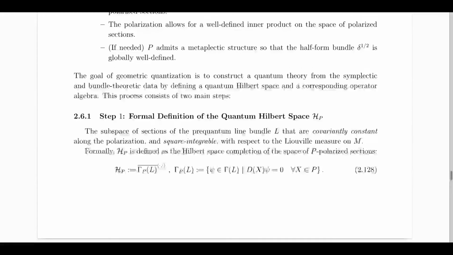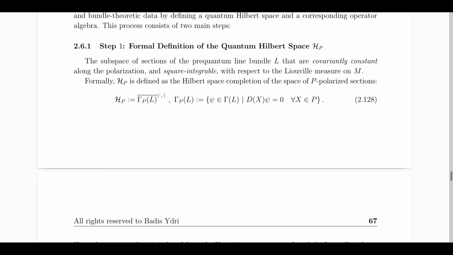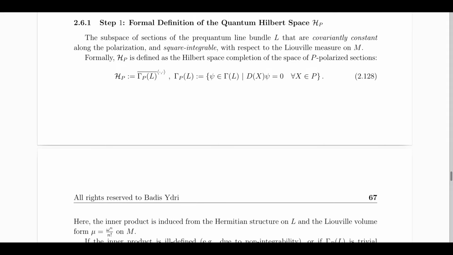Step 1. Building the polarized Hilbert space. The first step in quantization is to restrict attention to polarized wave functions, those that are covariantly constant along the directions selected by the polarization. This defines a new Hilbert space, the polarized Hilbert space.